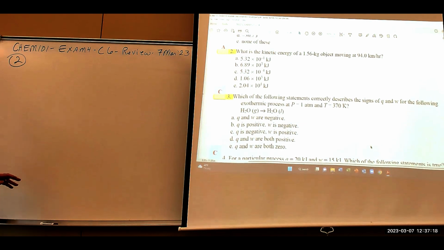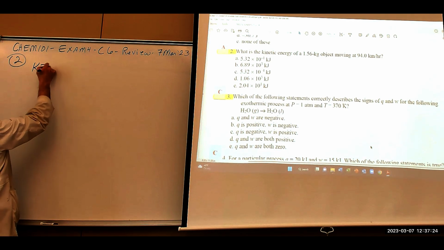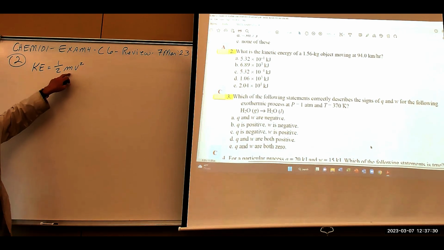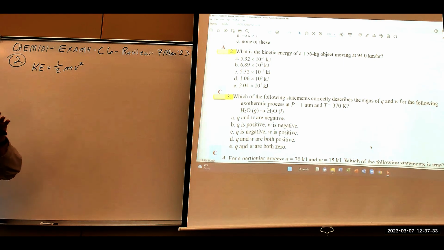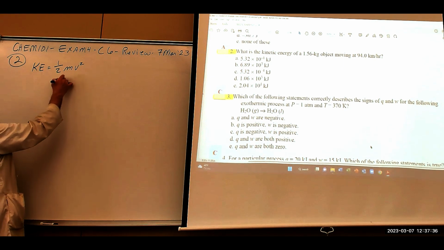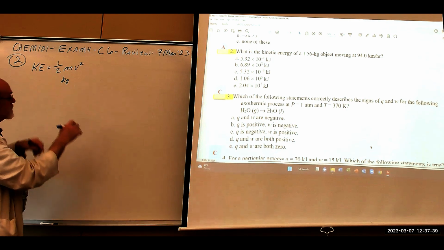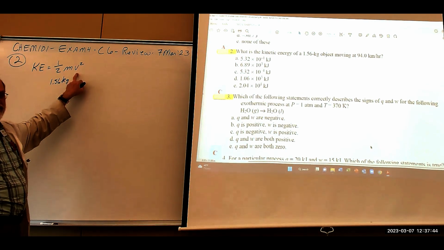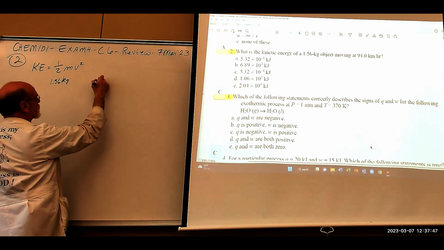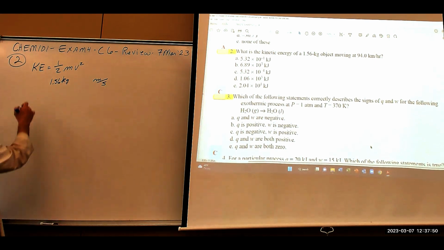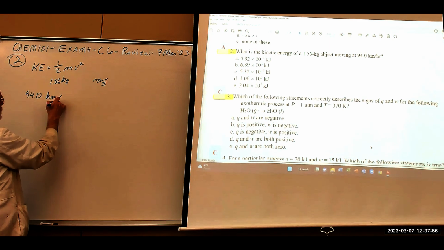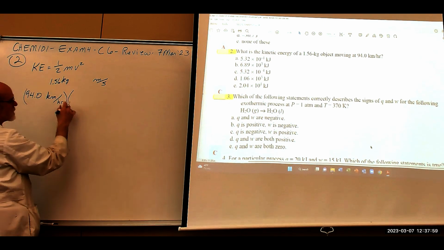Seems straightforward. If you're going to calculate the kinetic energy of an object, you're working with this formula. You need to know the mass and the velocity, but these have to be in SI units. The mass has to be in kilograms, which it is, 1.56 kilograms, and the velocity has to be in meters per second. It's not in meters per second. It's 94.0 kilometers per hour. We need to convert that to meters per second.